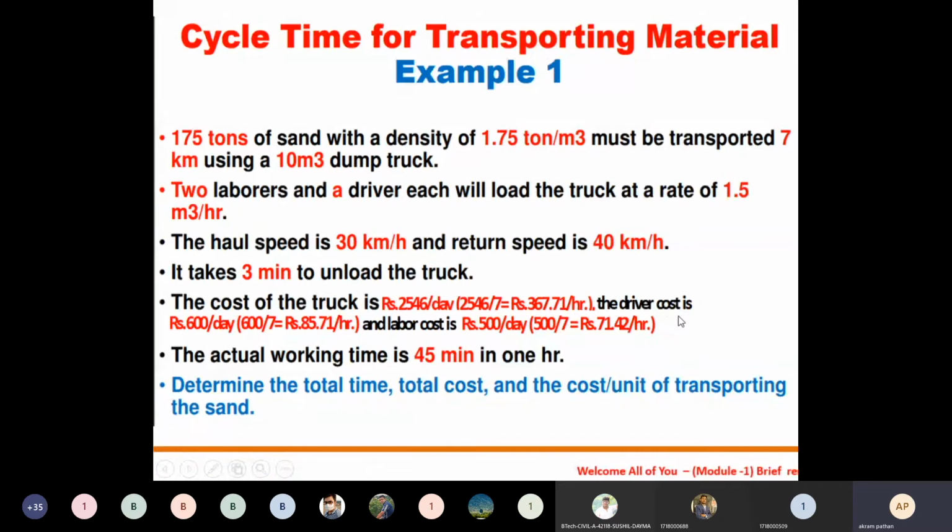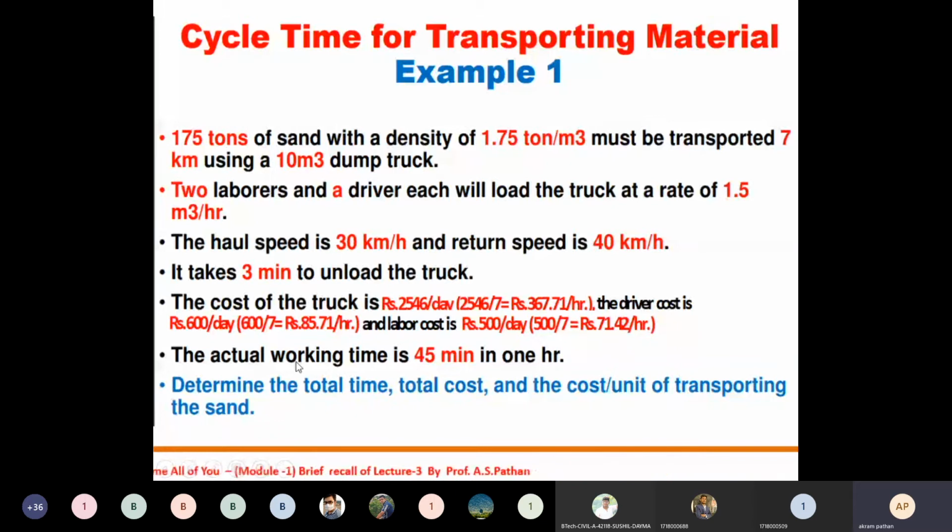If you want to hire a driver for a day, you have to pay 600 per day. To calculate the driver cost per hour, divide by 7. What is this 7? 7 is the working hours in a day. So approximately 85.71 per hour is the cost we have to pay for the driver, and for a laborer we have to pay 500 per day. The labor cost per hour will then be 71.42 per hour.